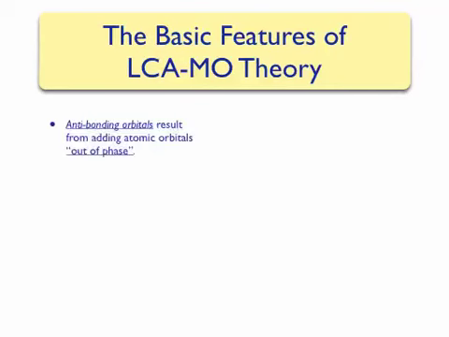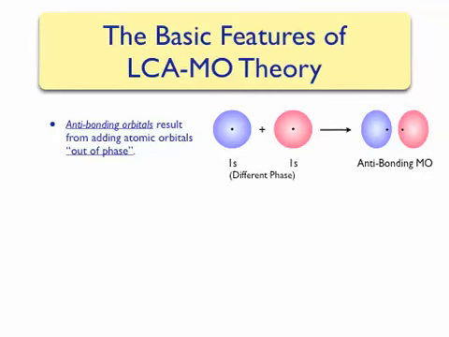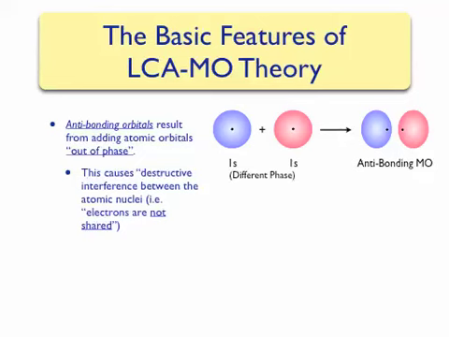You can also get what's called an antibonding orbital. This results from adding atomic orbitals out of phase. We show this by having two 1s orbitals with different colors. These two atomic orbitals will form what's called an antibonding orbital. Notice that if you look between the two nuclei, which are represented by the small black dots, there is no electron density between the nuclei. This represents our destructive interference. The electron density between the nuclei has canceled itself out.